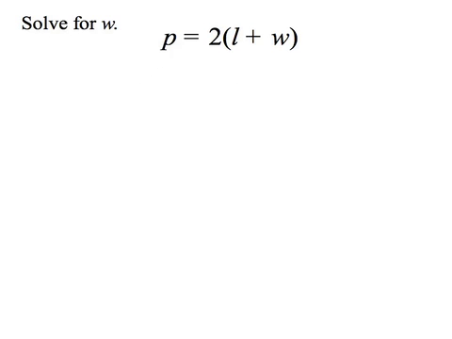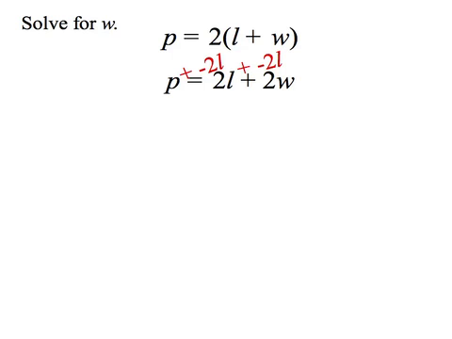Often you'll see problems such as this. There'll be a literal equation, such as the one shown, and the instructions will be to solve for one of the variables. In this case, solve for W. So we apply the distributive property to get that P equals 2L plus 2W. Then, to get the term with W all by itself on one side of the equation, we will add the opposite of 2L to both sides.